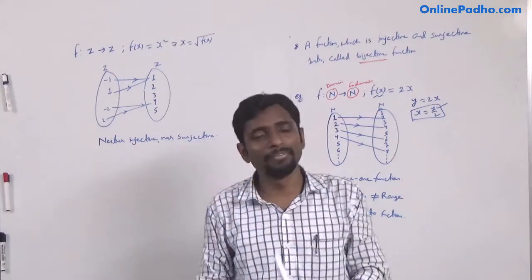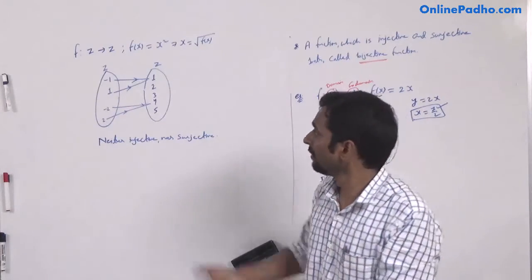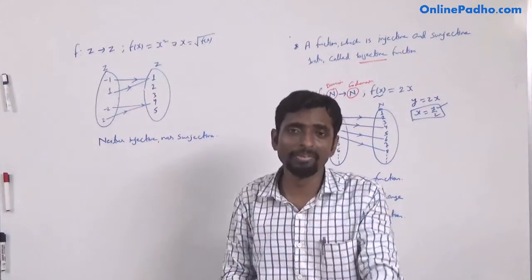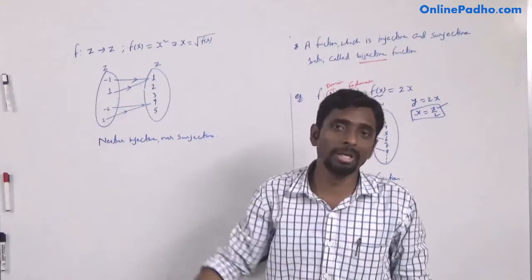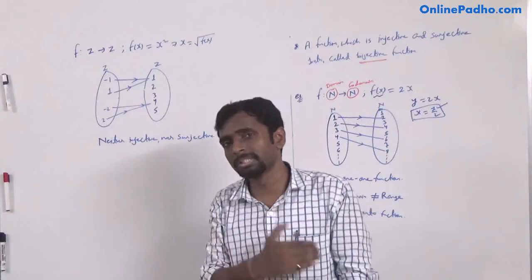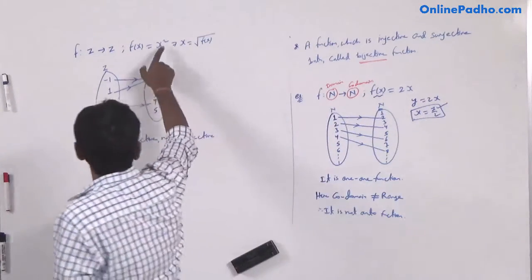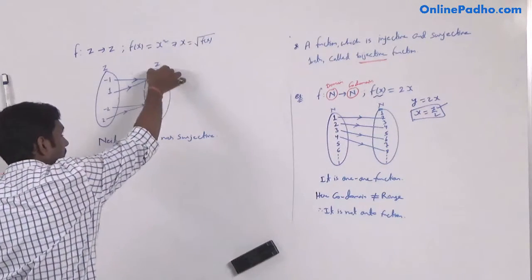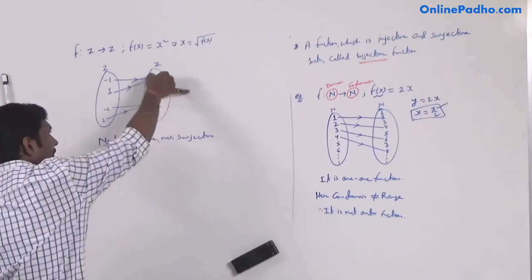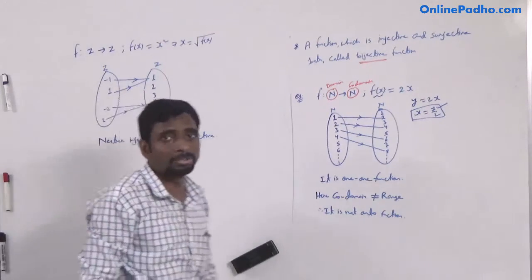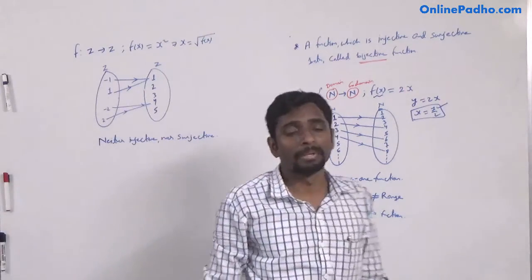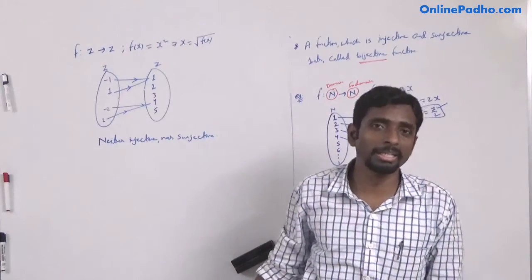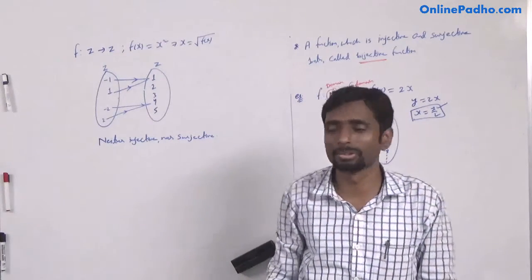Very simple. If you have to find injectivity, you can check the value for each and every element in the domain. There must be a unique image in the codomain. If you have to check surjectivity, write x in terms of y, then put the value of y as integers or natural numbers, whichever is given in the question. Right? This way, you can check the injectivity and surjectivity of a function.